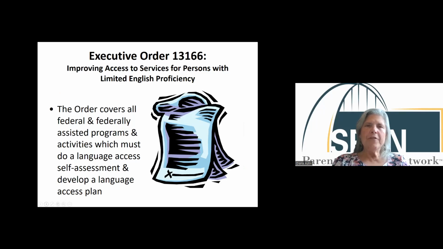In addition, above and beyond the Civil Rights Act of 1964, there's Presidential Executive Order 13166, Improving Access to Services for Persons with Limited English Proficiency. This order covers all federal and federally assisted programs and activities, which must do a language access self-assessment and develop a language access plan. So those are requirements that are above and beyond the non-discrimination requirements of the Civil Rights Act of 1964.